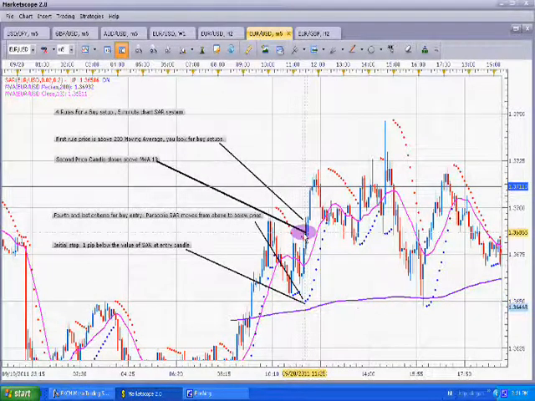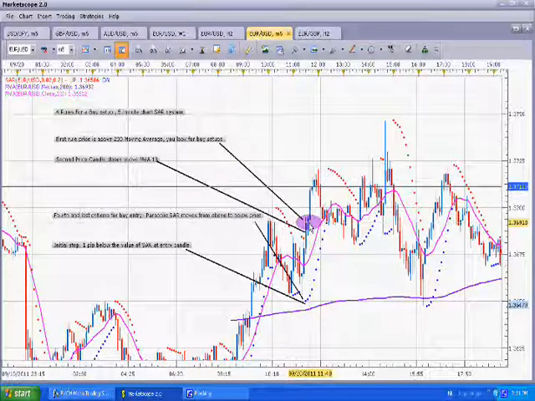So I took the trade here at 36.91 with a target of 37.11. So let's see what happens. 15 minutes later, you hit your target and you're out of the market.